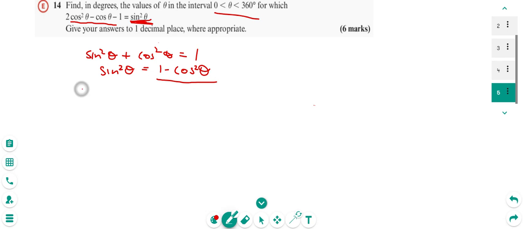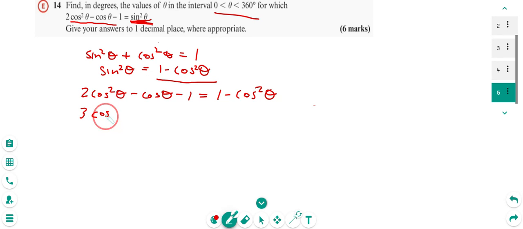So if we do that, we'll get 2 cos squared theta minus cos theta minus 1 is equal to 1 minus cos squared theta. And we're just going to take everything over to the left-hand side. So we're going to add cos squared to both sides. So we're going to get 3 cos squared theta minus the cos theta we already had. And then if we take away 1, we're going to end up with minus 2 there. And that's equal to 0.